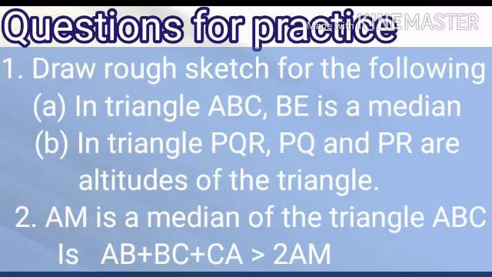Now, I am giving some questions for practice. First, draw a rough sketch for the following. A. In triangle ABC, BE is a median. B. In triangle PQR, PQ and PR are altitudes of the triangle. Second, AM is a median of triangle ABC. Show that AB plus BC plus CA is greater than 2AM. Make the diagram and explain it.